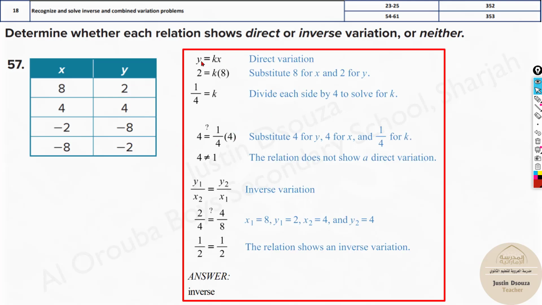Now, what about inverse variation? First, you need to check for direct variation. Over here, 2 is equal to k into x. The k value is 1/4. Multiply it here. Does it work? No, you should get 1 here, but you're getting 4, so it's not direct.